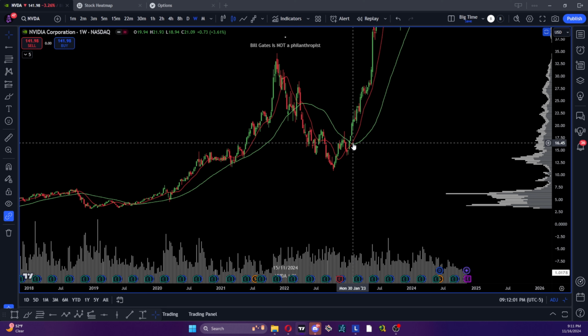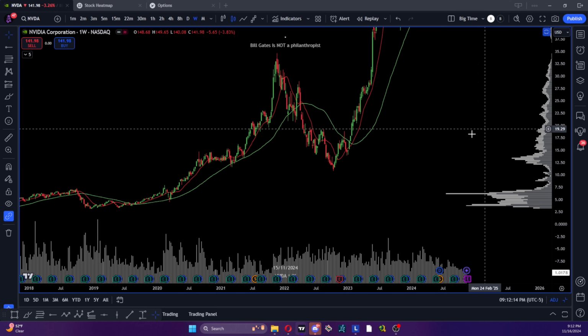Mm-hmm. That was at $16. And when was that? That was January what? January 2023. We just did that one. Nvidia was trading at Yeah, $16. you did. Yes. Where have you been?